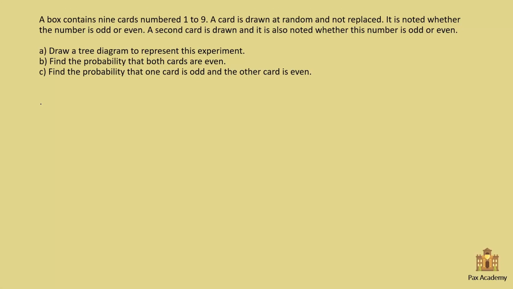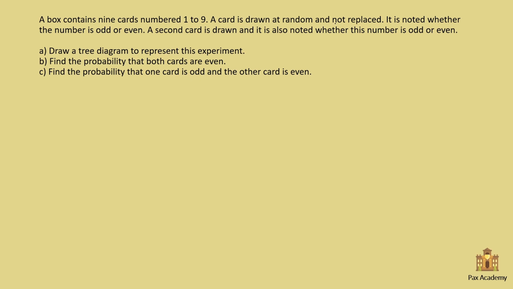This exercise reads, a box contains 9 cards numbered 1 to 9. A card is drawn at random and not replaced. It's noted whether the number is odd or even. Then the second card is drawn and it's also noted whether this number is odd or even. Part A says draw a tree diagram to represent this experiment.